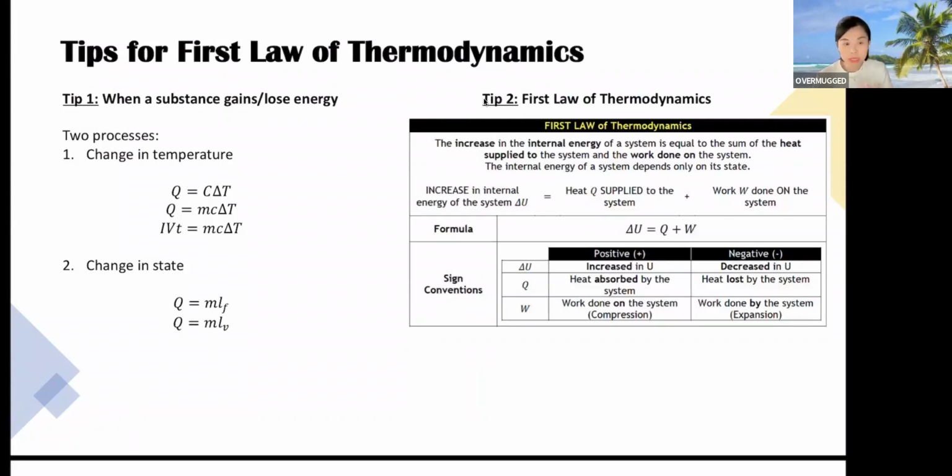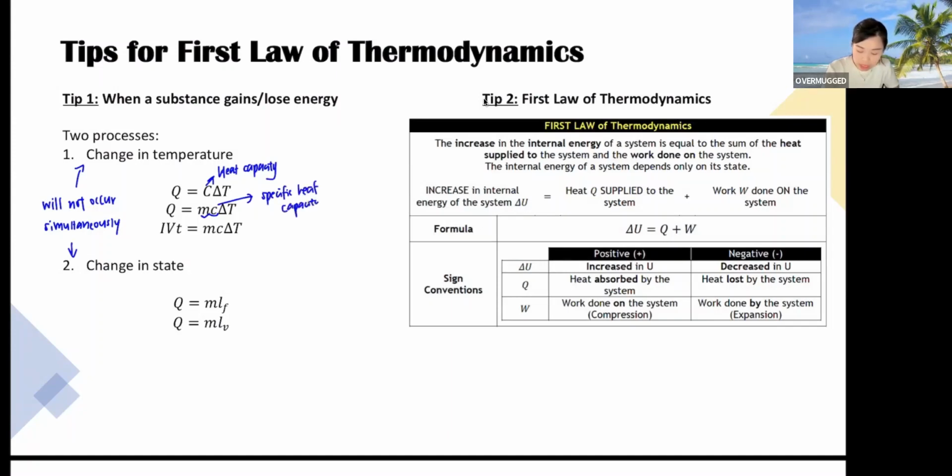The change will not happen simultaneously. Take note. This one will not occur simultaneously, meaning to say that if there is a change in temperature, my substance will not be experiencing a change in state. If there is a change in state, my substance will not experience a change in temperature. So if let's say your substance is experiencing a change in temperature, then the formula that you're going to use to calculate would be Q equals C delta T, where C here is your heat capacity, and the change in temperature, or Q equals MC delta T, where the small c here is the specific heat capacity, where you need to multiply it with your mass, okay?